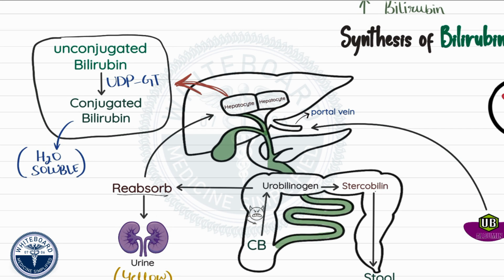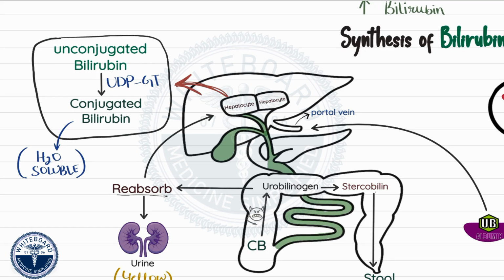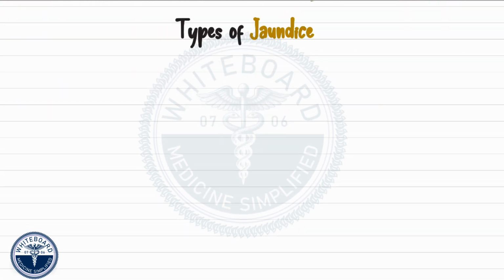And if this pathway is disrupted at any point, for example, if liver cells are damaged and can't conjugate bilirubin properly, bilirubin begins to accumulate in the blood. This buildup, whether conjugated, unconjugated, or both, is what eventually leads to the yellow discoloration of the skin and eyes. Now let's discuss the types of jaundice, their causes, and the investigations to diagnose them.